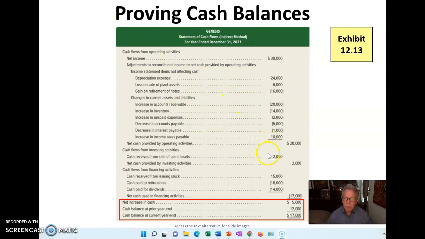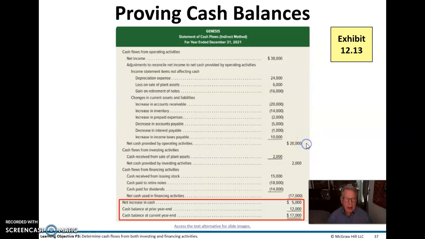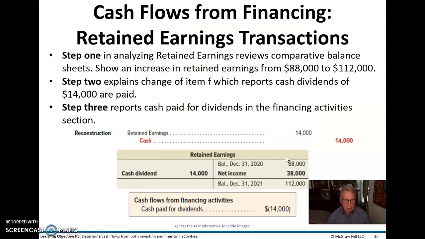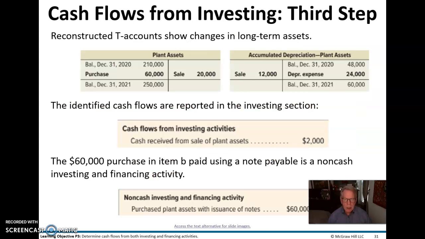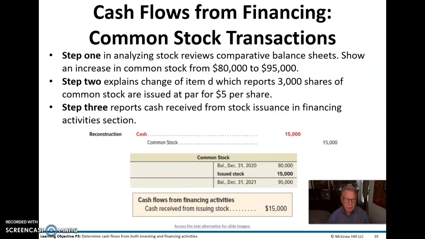Now, we went through the details of how we calculated this $20,000 of operating activity cash increase. And if you'll remember, here's the $2,000 that we got from the sale of those plant assets. You'll remember that from here in our calculations of the third step of the investing activities.